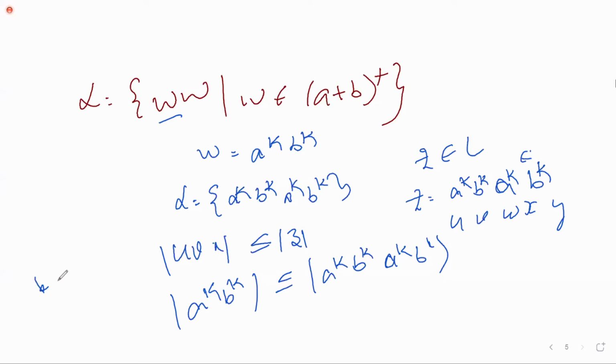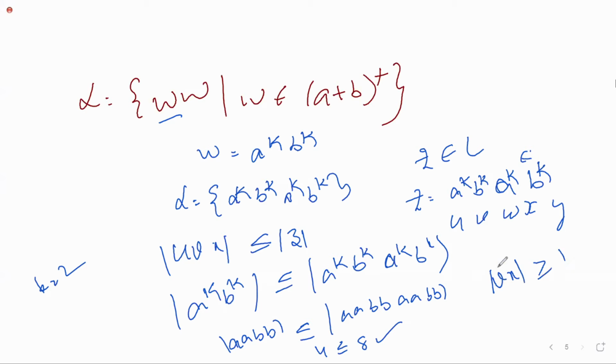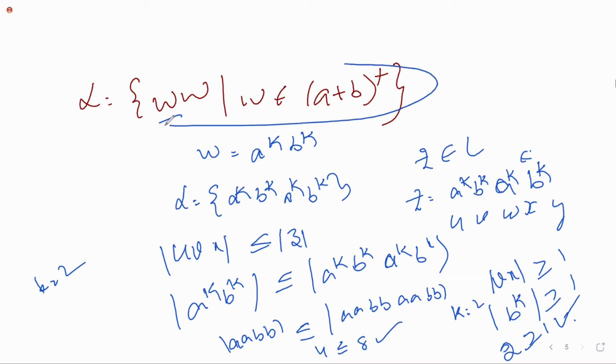Assume K equals 2. Here you will get AABB, and AA is less than or equal to AABBAABB. Here the length is 4, here the length is 8. Condition true, which means the first constraint is true. The next constraint is |VX| greater than or equal to 1. V is B power K, X is epsilon. Assume K equals 2, B square, which means BB. BB means the length is 2, and 2 is greater than or equal to 1. Condition true, which means the given language is not a context-free language.